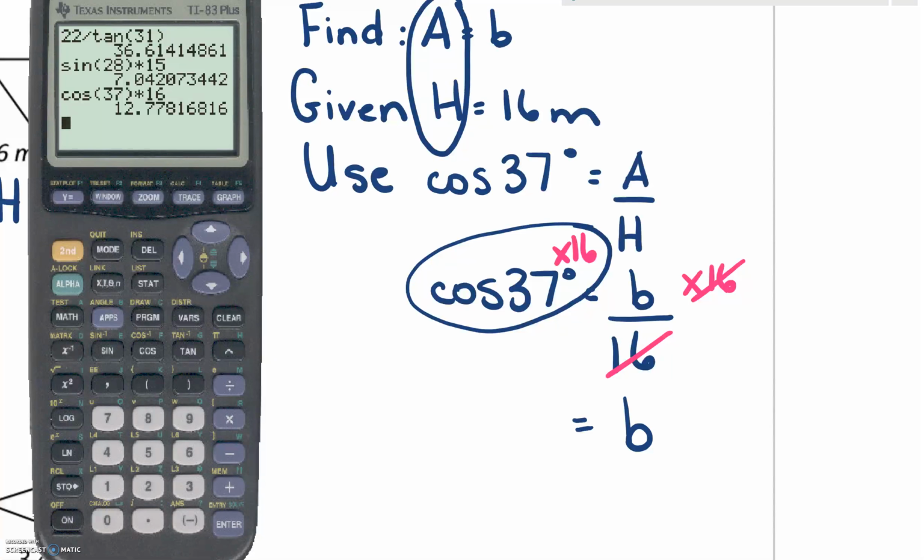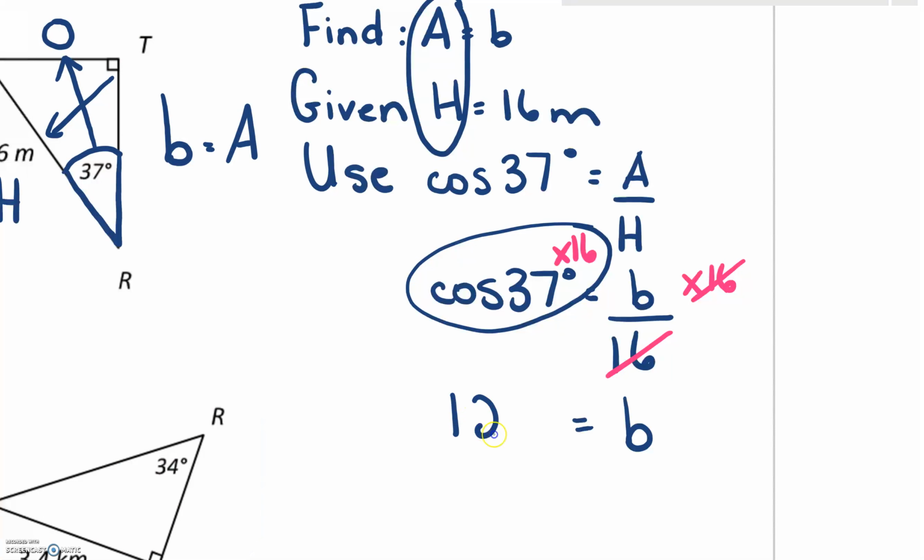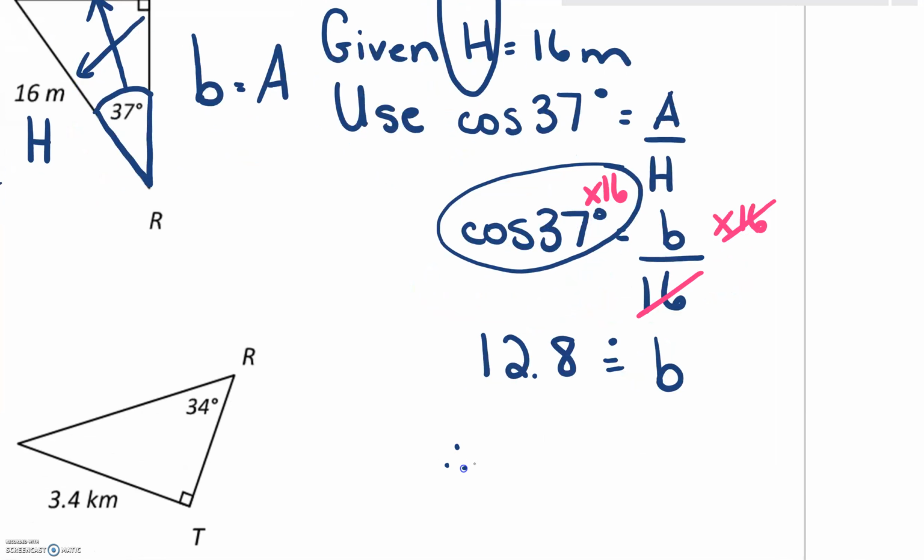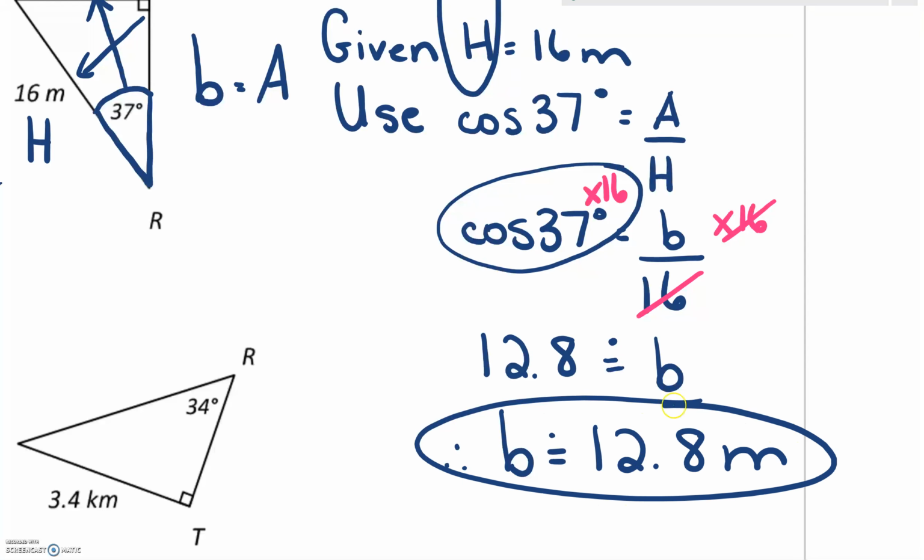However, there's a 7 right after the other 7, which means that it's 12.8. Approximately 12.8. So I'm just going to put a little therefore sentence here. Therefore, b is equal to approximately 12.8, and this time it's in meters.